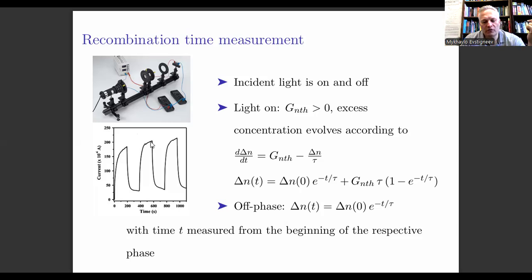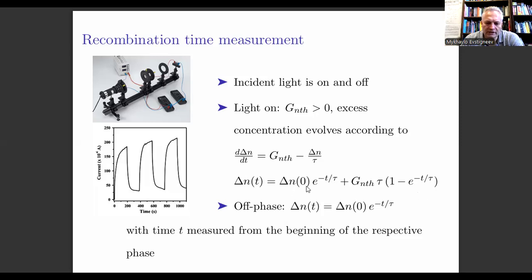Now, during the off phase, light is no longer generating those excess electron-hole pairs. Hence, the concentration of excess charge carriers delta n decreases as exponential to the power minus t divided by tau, and so does the conductivity of the sample. So in both these expressions, we have derived these formulas in the previous lecture.